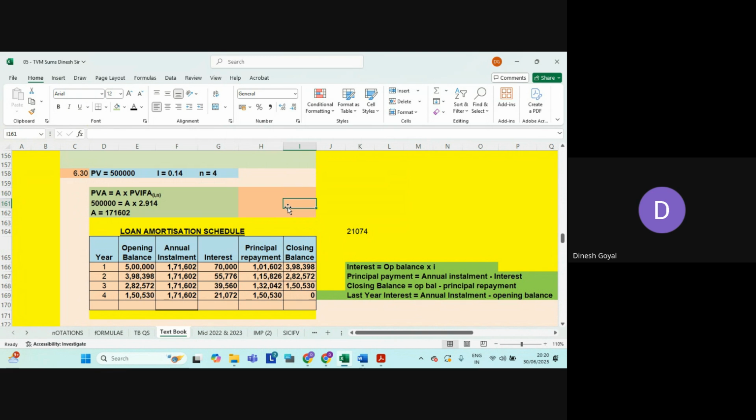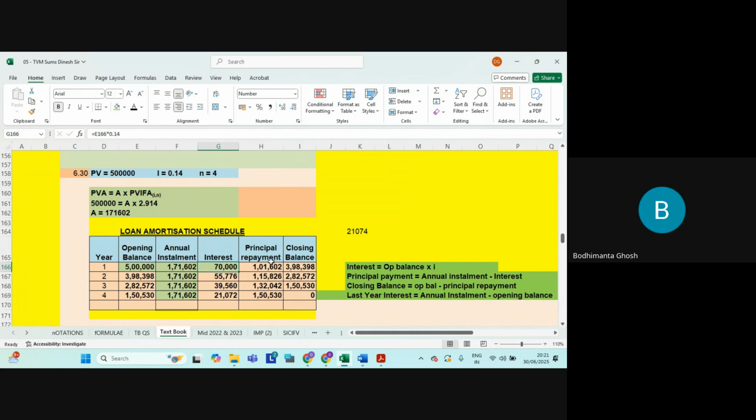Then जो भी एनुअल इंस्टॉलमेंट है that you will write. ये जो annuity आया that you will write in annual installment. Opening balance is how much? 5 lakh. The loan, the present value that was given in the question, that will be opening balance. Then this into your I, 0.14. That I have written here. Interest कैसे calculate करना है? Opening balance into I. So you will get this interest, right? यहाँ तक clear है?